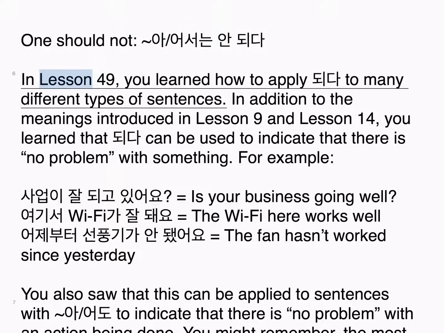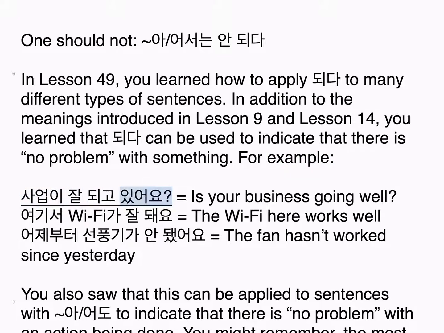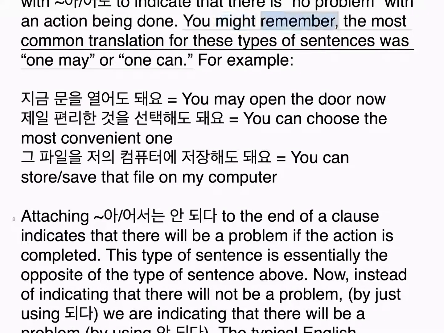어서는 안 되다. In lesson 49, you learned how to apply 되다 to many different types of sentences. In addition to the meanings introduced in lesson 9 and lesson 14, you learned that 되다 can be used to indicate that there is no problem with something. For example, 사업이 잘 되고 있어요. Is your business going well? 여기서 Wi-Fi가 잘 돼요. The Wi-Fi here works well. 어제부터 선풍기가 안 됐어요. The fan hasn't worked since yesterday. You also saw that this can be applied to sentences with 어도, to indicate that there is no problem with an action being done. You might remember, the most common translation for these types of sentences was one may or one can.